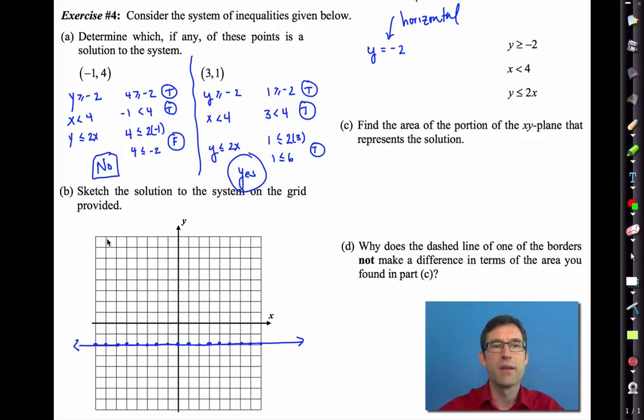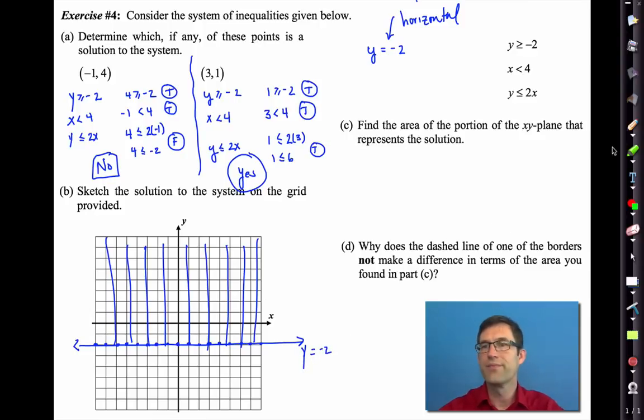And greater than means that we should shade up here. All right, y is equal to -2. I keep forgetting to label my lines. All right, let's do the next one.